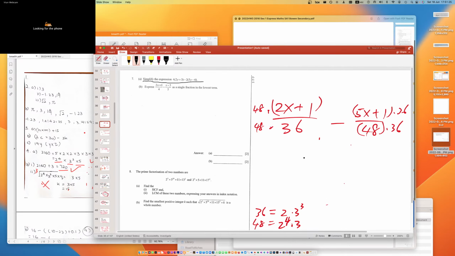Then after that, for LCM, all factors. Lowest power? Lowest or highest? Highest. For LCM it is highest. So 2, 3. Yeah, this is the LCM. So this is 16, then this is 27. Then you need to use a calculator to figure it out. So I'm not going to do it here.